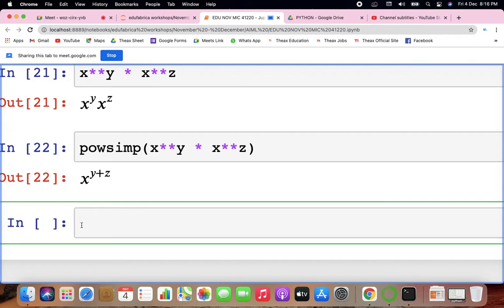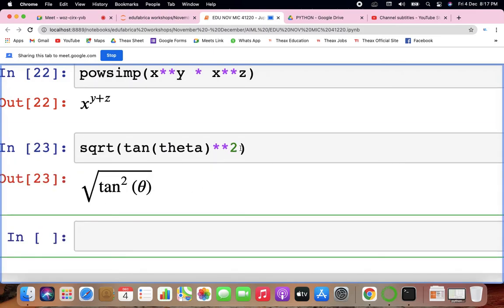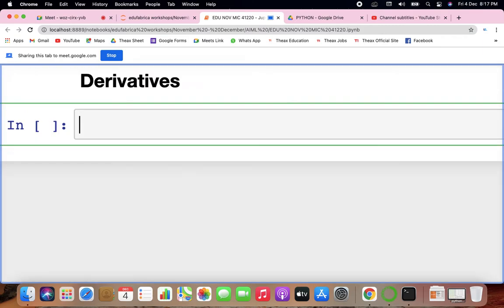In the last class, I told you that some of the integration and differentiation parts can be done with this. So we'll be doing that further. Let's start differentiation, integration and understanding limits, and then we'll move on to some questions, like finding the square root of tan squared theta. We'll have a lot of questions that can be easily solved here. So let's go with the derivatives.